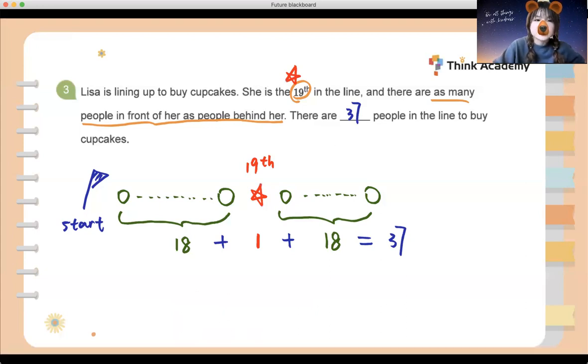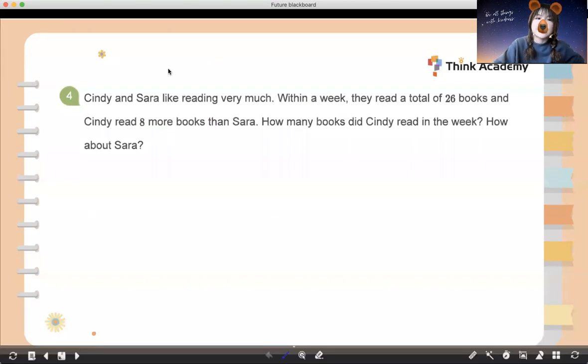All right. Okay. So the fourth question, we have Cindy and Sarah, who like reading very much. Within a week, they read a total of 26 books, and Cindy actually read 8 more than Sarah. We want to know how many books Cindy read in the week, and how about Sarah? So here we know the total is 26 and they have a difference of 8, right?